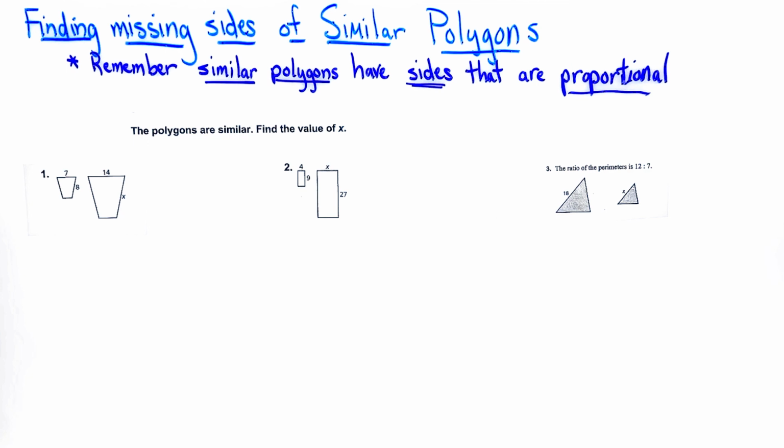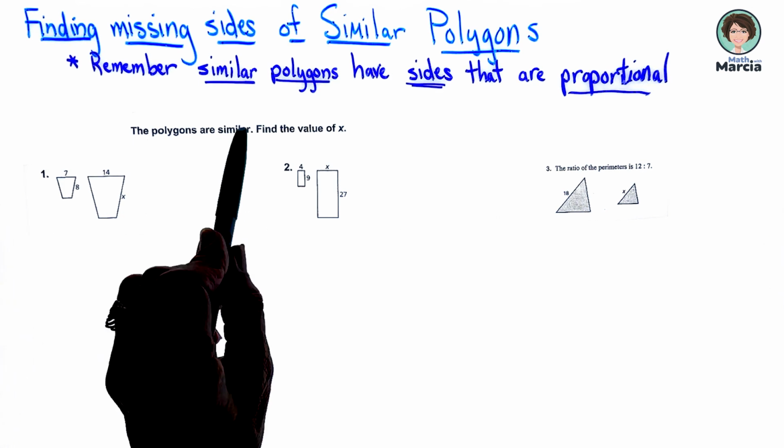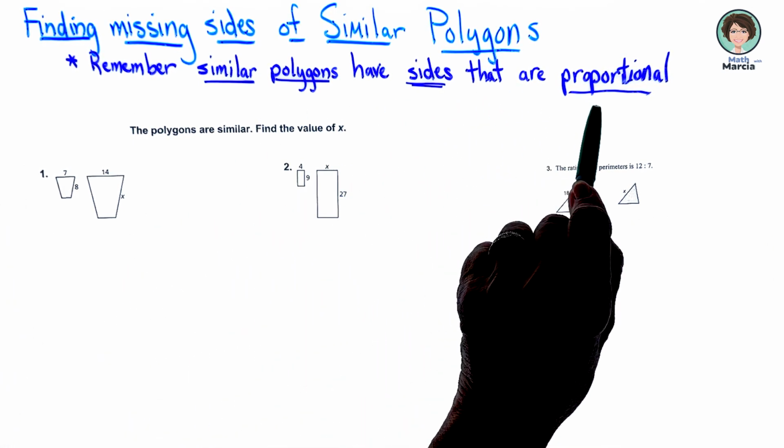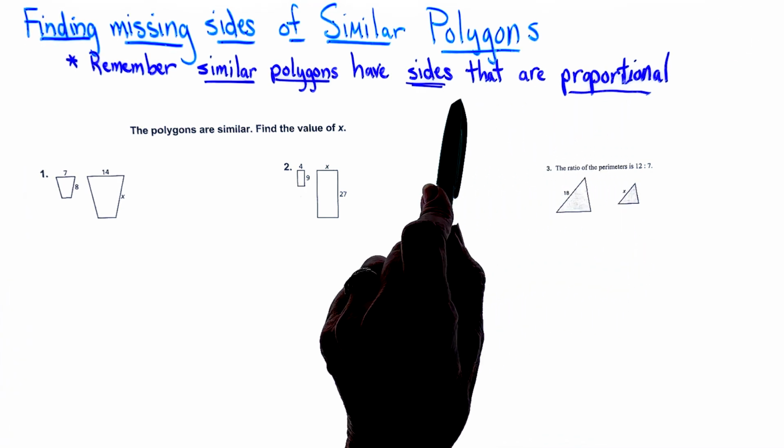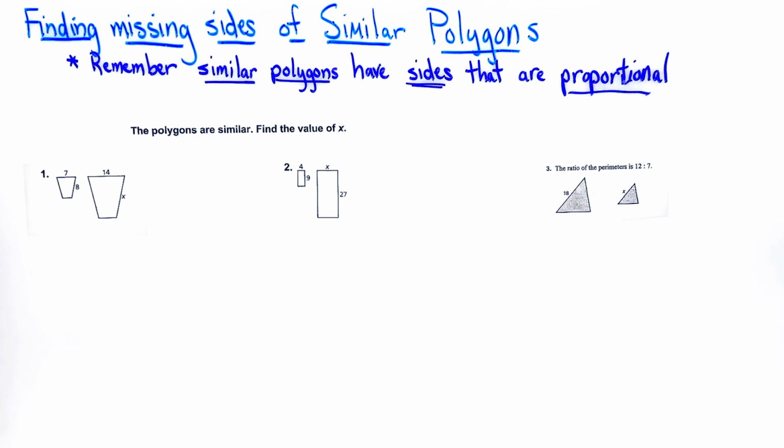In this lesson, we will be finding missing sides of similar polygons. A very important thing to remember is that similar polygons have sides that are proportional. There's our big hint to find the missing side. We're going to set up a proportion. You should know that a proportion is made up of two equivalent ratios.